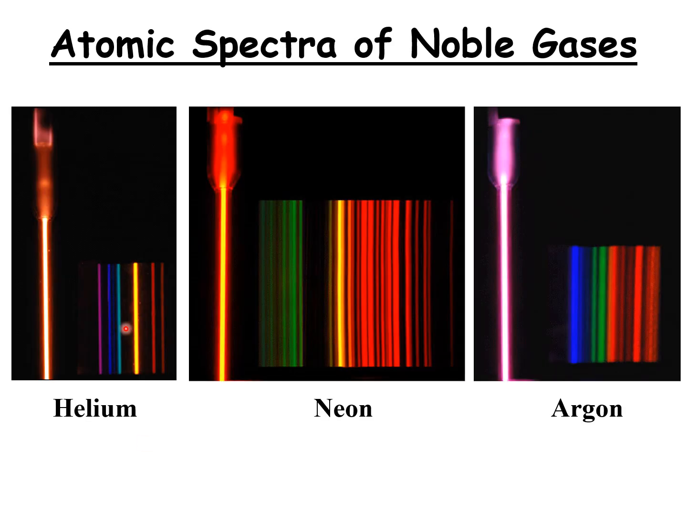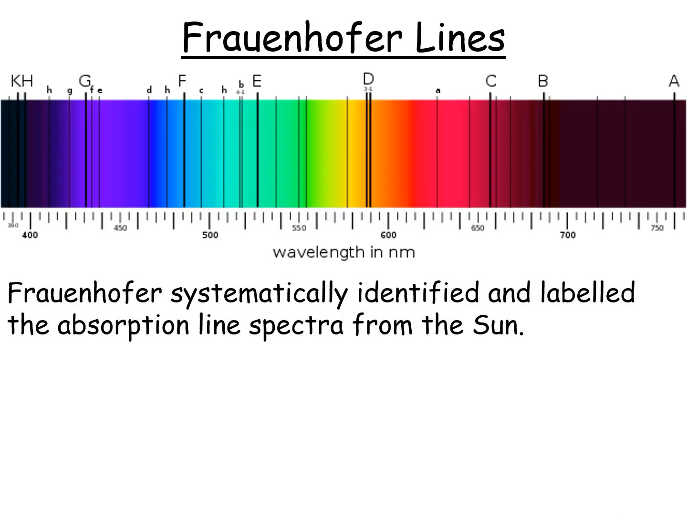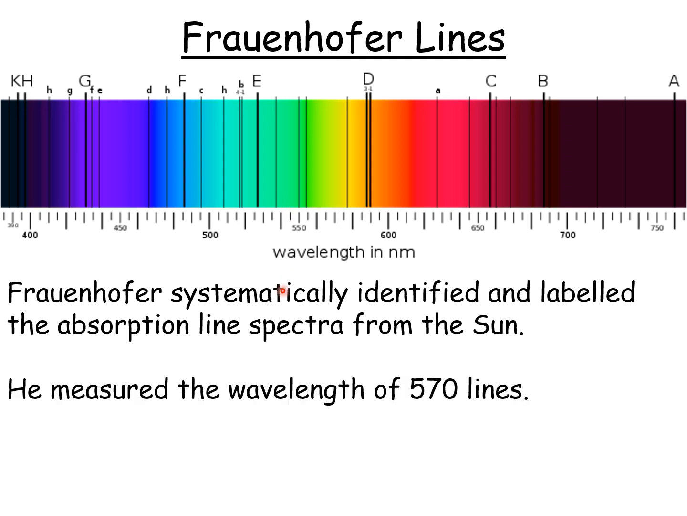And just to show you, you can get some really quite beautiful spectra. This is from helium, neon, and argon. And finally, a gentleman called Fraunhofer actually recorded all the line spectra from the sun, and he identified over 570 lines which corresponded to the different elements which make up the sun. And that's how we know what the elements are inside a sun.